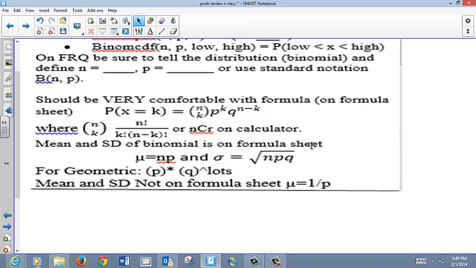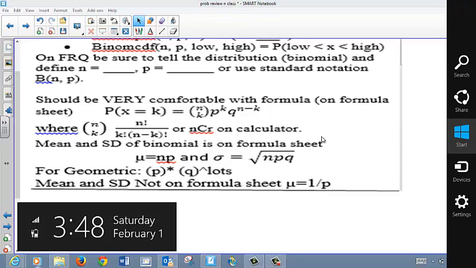For geometric, we're looking for the probability until a success. So we want only one success here every time, probability of success, times the probability of failure to the, however many failures you need. So what's the probability that your first success is on the 6th time would be the probability of success times Q to the 5th. Mean and standard deviation are not on the formula sheet. Really, standard deviation is not used on the AP exam, but do know the mean is 1 over P for geometric, and that should be pretty intuitive if you think about what that should mean.